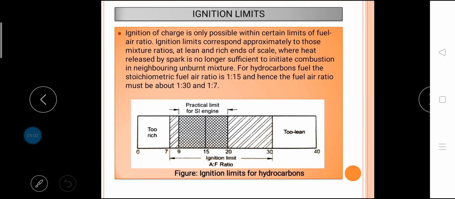Ignition limits. Ignition of charge is only possible within certain limits of fuel-air ratio. Ignition limits correspond approximately to those mixture ratios at lean and rich ends of scale, where heat released by spark is no longer sufficient to initiate combustion in neighboring unburned mixture. For hydrocarbon fuel, the stoichiometric fuel-air ratio is 1:15, and hence the fuel-air ratio must be between about 1:30 and 1:7. This is the ignition limit for hydrocarbons. This portion is too rich and this portion is too lean.